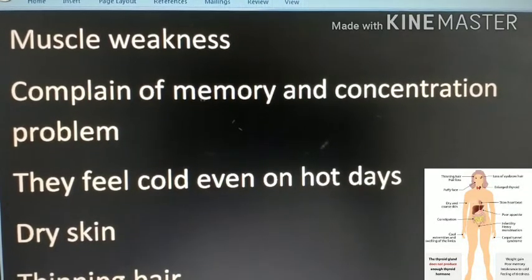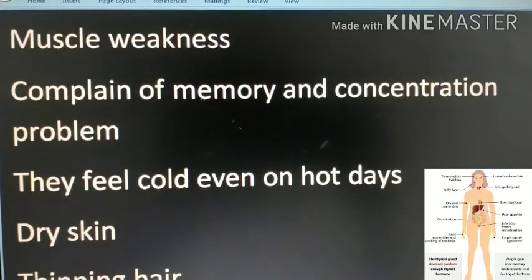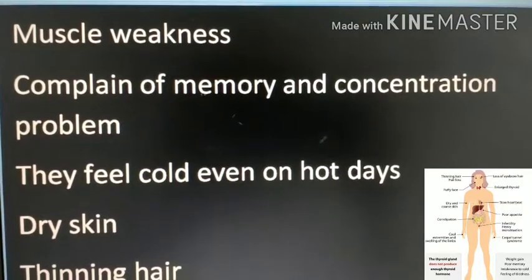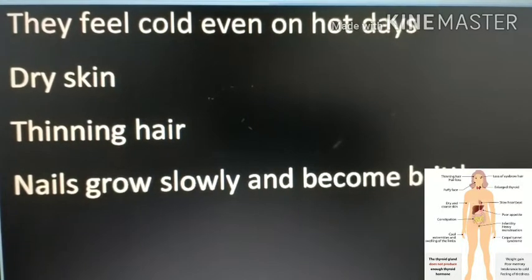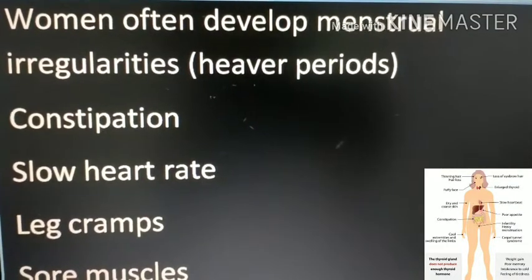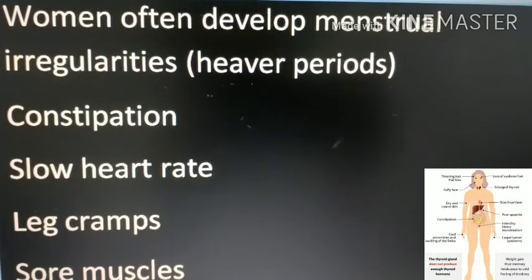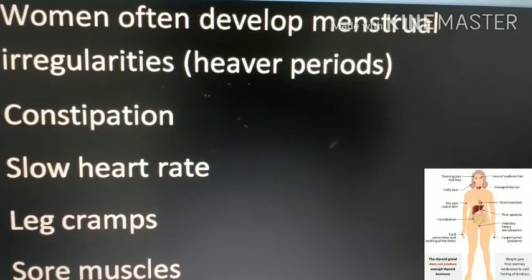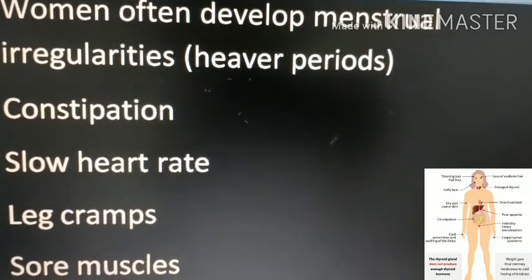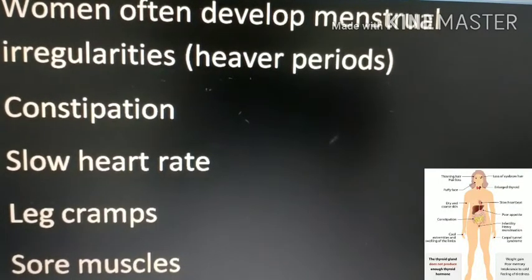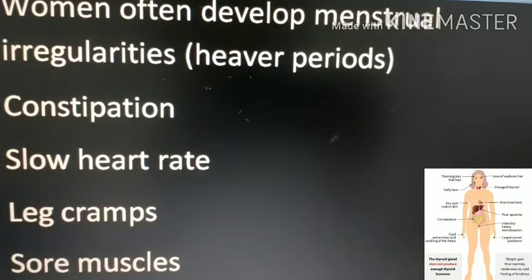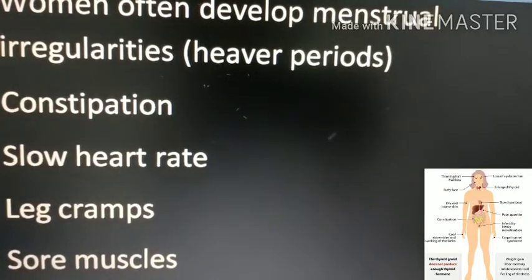Because of slow metabolism, the core body temperature will also decrease. There is dry skin, thinning of hair. Nails grow slowly and become brittle. Women with hypothyroidism will often develop menstrual irregularities like heavier periods. Then there is constipation, there is low heart rate, there are leg cramps because I already told you that it controls the muscle contraction. There are sore muscles.